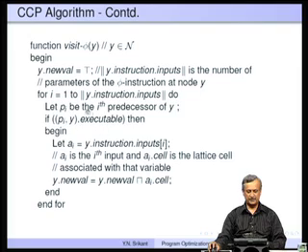So, let Pi be the ith predecessor of y, i running from 1 to y.instruction.inputs. If Pi.y is executable, then take the corresponding input y.instruction.inputs[i]. So, the ith input is taken in A_i.